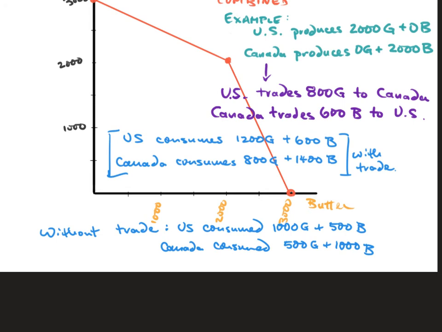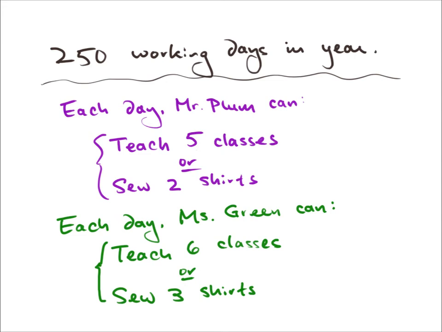If I talked about this on a personal level, like two people trading, maybe it seems less controversial. So let me talk about that example. We have two people. I call them Mr. Plum and Ms. Green. Again, these economic models are very simplified versions of reality. There are 250 working days in the year. Okay? 50 weeks times 5 days a week, 250 days in the year. 2 weeks off for vacation, I guess.